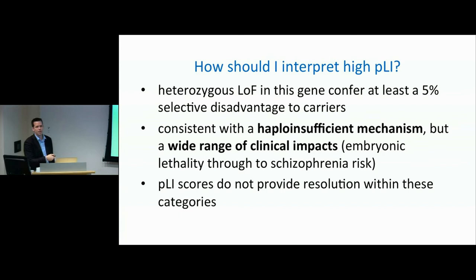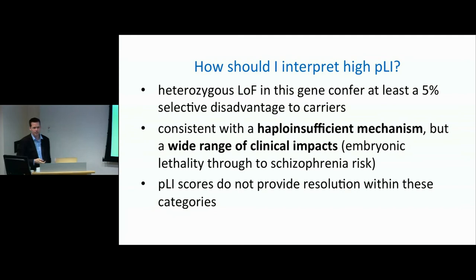That could range from complete embryonic lethality, that is, you never find an individual who actually has a real LOF variant in that gene, because otherwise they'd be dead. At the other end of the spectrum, you could have a particular gene where heterozygous LOF variants cause a substantially increased risk of schizophrenia, which again, you know, could confer a reduced reproductive success. So pLI scores do not provide resolution within these categories. You have to be careful about interpreting them. It means that it is very likely that there is a disease associated with heterozygous LOF in that gene, but the severity of that disease is unclear.